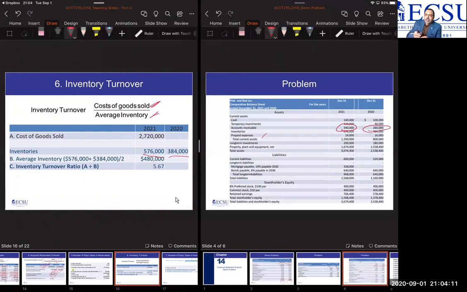Again, from where do you get that inventory amount? From the balance sheet. So if you look at your problem, here is the inventory amount. So that's 576,000 and 384,000. So if you add those two and divide by 2, you will be getting 480,000, and 2,720,000 divided by that 480,000 will give you 5.67 times.